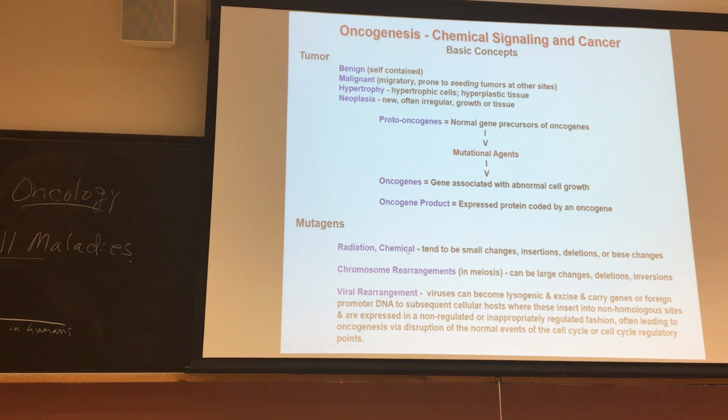You have chemical exposures. It's not just the stuff in your food. Sometimes the stuff in your food doesn't come from man-made sources. Sometimes it comes from natural sources. Secondary metabolites from plants can be just as toxic as the stuff you make in a chemical plant. So radiation and chemicals often make small changes, insertions or deletions, base changes in DNA that end up causing a mutational event.